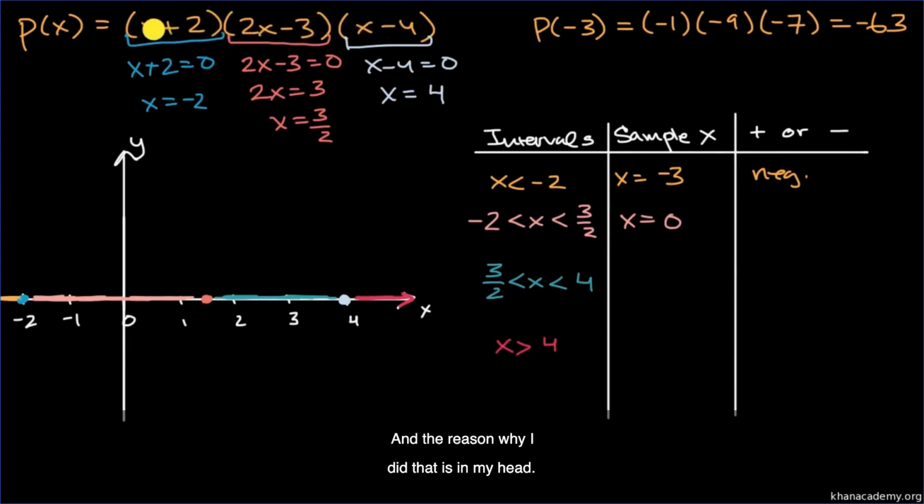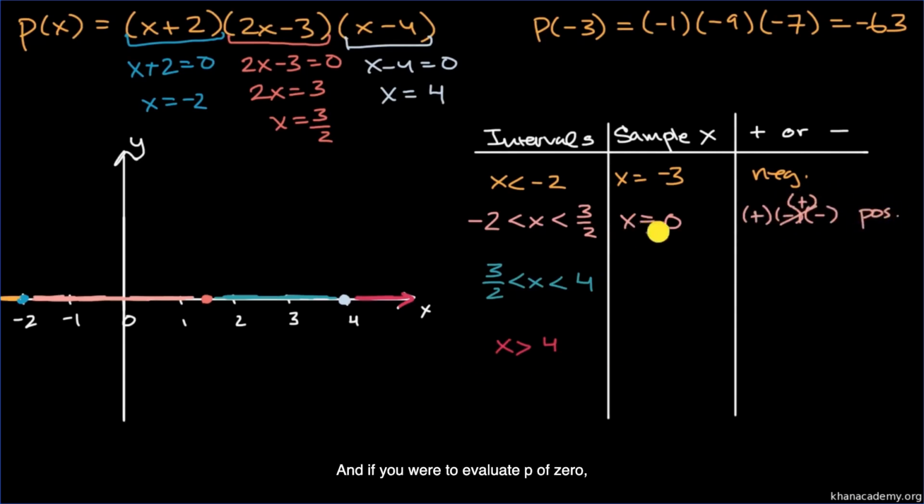And the reason why, I just did it in my head. I said, okay, that's going to be a +2 times a -3 times a -4. So positive times a negative times a negative. So I could write it this way. Well, a negative times a negative is a positive, and a positive times a positive is a positive. So we are positive over that interval. And if you were to evaluate p of 0, you would get a positive value.